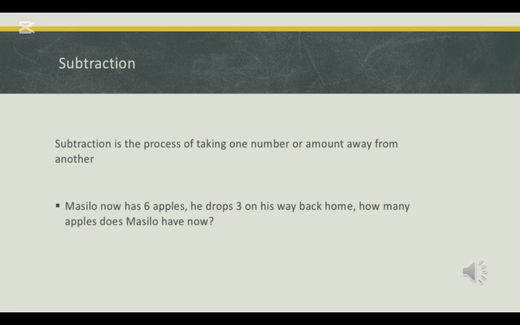Now we'll be looking at subtraction. Subtraction is the process of taking one number or amount away from another. So in this activity, Masilo now has 6 apples. He drops 3 on his way back home. How many apples does Masilo have now?